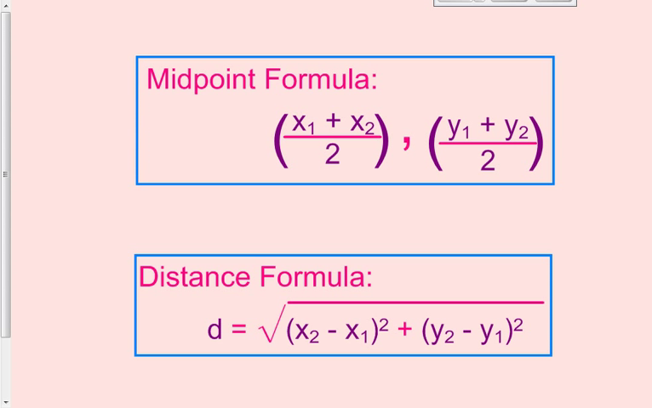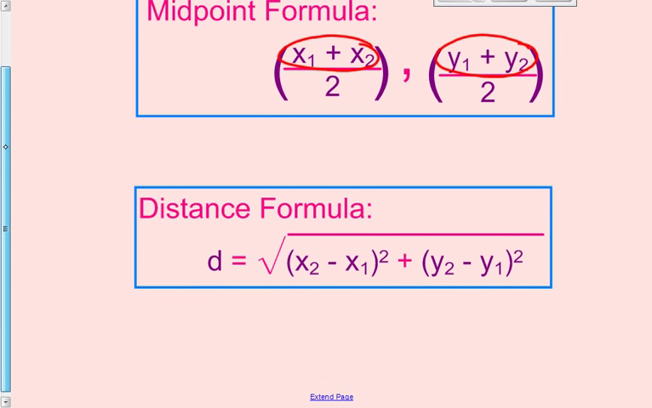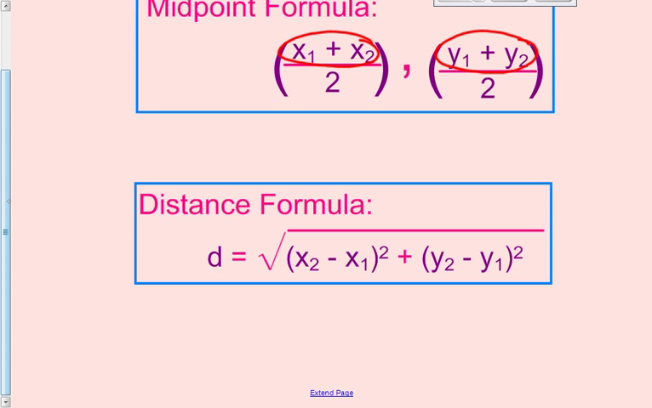To find the midpoint between 2 points, you're going to add up the x's and divide by 2. That's going to give you your x coordinate. And to get your y coordinate, you add up your y values and divide by 2. So that's how you find the midpoint of any segment: add up the x's divided by 2, add up the y's divided by 2.